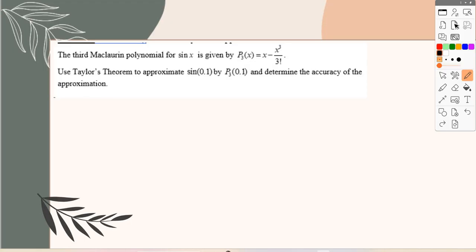It says the third Maclaurin polynomial for sine of x is given by p sub 3 of x equals x minus x cubed divided by 3 factorial, which we found earlier in this section. It says use Taylor's theorem to approximate sine of 0.1 by the third polynomial of 0.1 and determine the accuracy of that approximation.